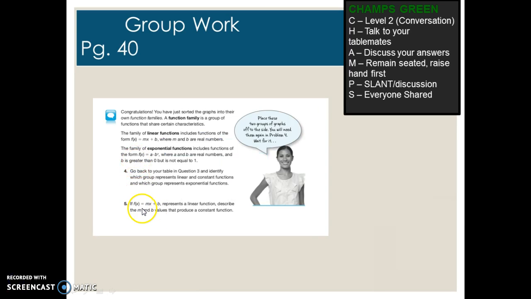And then for 4 and 5, using this definition again, and how you separated your groups, you're going to determine which one they go in. So I hope this outline of homework helps you.